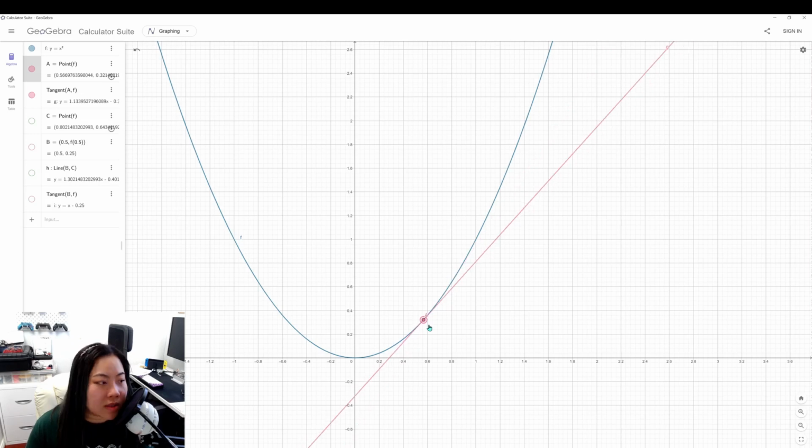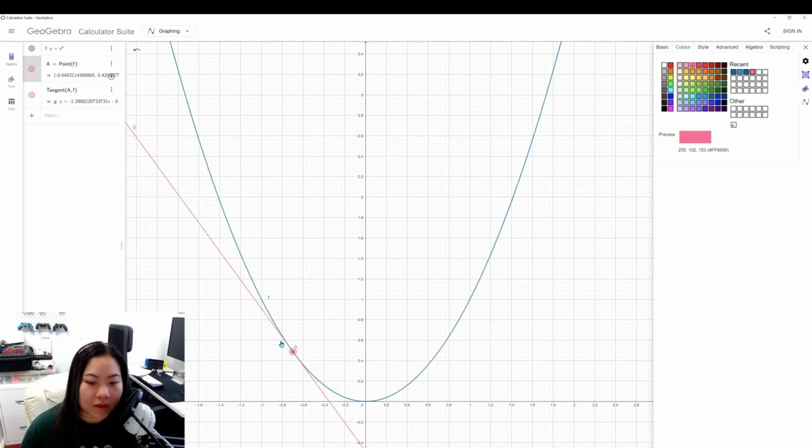So the gradient is actually a function. It's another equation, right? Because depending on where the point is, the gradient of the tangent will be different. Just keep that in mind. If you only have one point, how are you going to find the gradient? Because for a gradient, you need 2 points. You need x1, y1, and you need x2, y2.